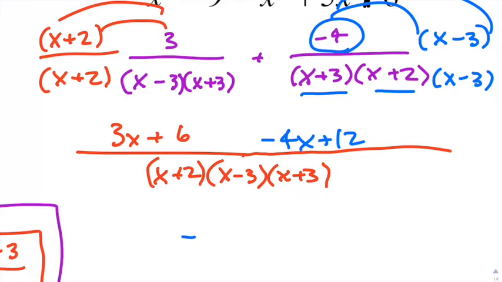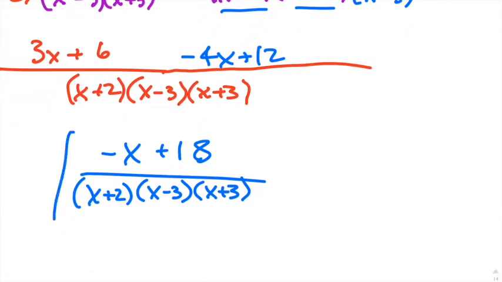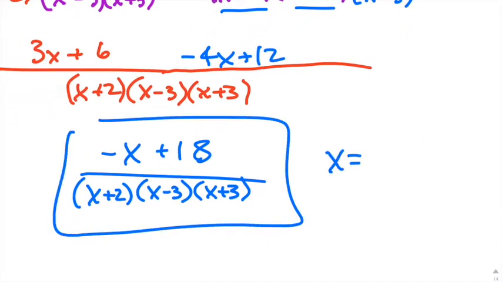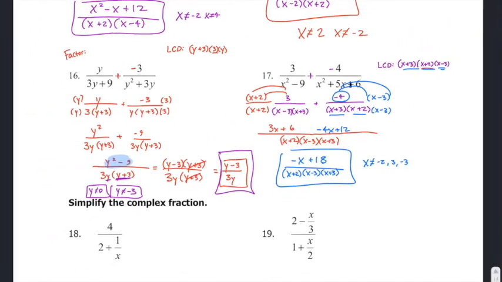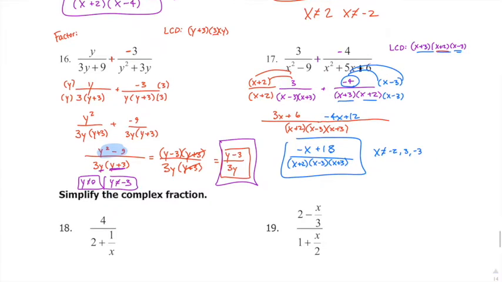3x and then negative 4x is just negative x. And then you've got the 6 and the 12. We'll call that 18 once you add them. And then we'll put that over x plus 2, x minus 3, and then x plus 3. Restricted domain values, that's simplified, by the way. x cannot be negative 2, positive 3, and negative 3. That's how you do that problem right there. And that's about as hard as you're going to get on a typical test. So there you go. All right.